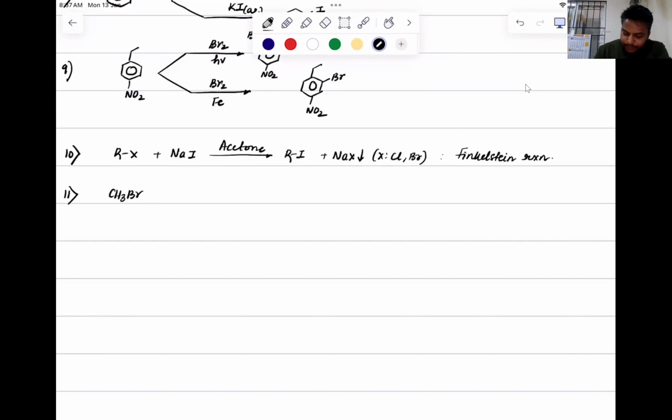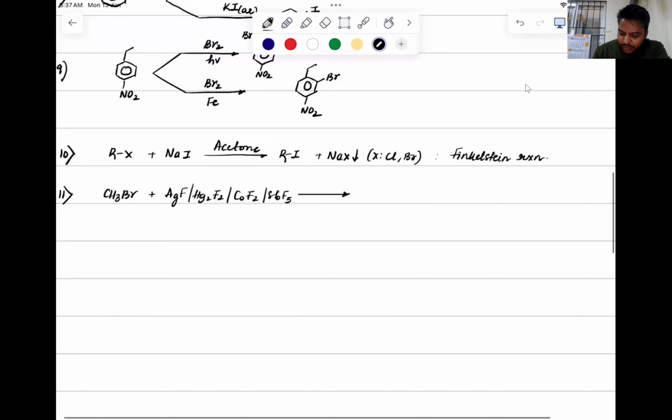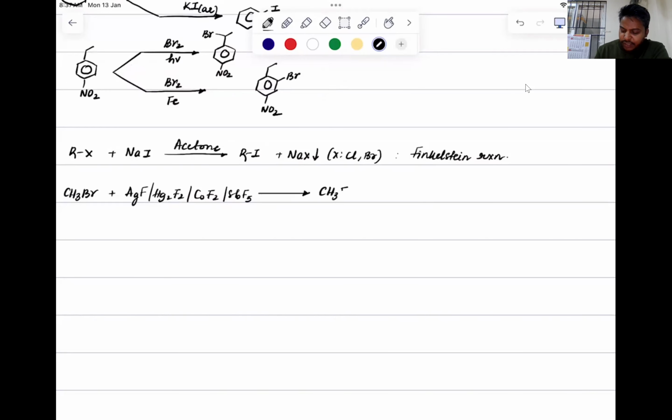Next, CH3Br plus now any of these reagents could be given. New NCERT has given AgF, but other than that, these reagents can be used: Hg2F2, CoF2, or SbF3. Any of these reagents can be used, and they all will convert them into fluoride. Okay, I mean fluoroalkanes. Got it? Plus the respective AgBr precipitate and so on. Okay, this is called Swarts reaction.